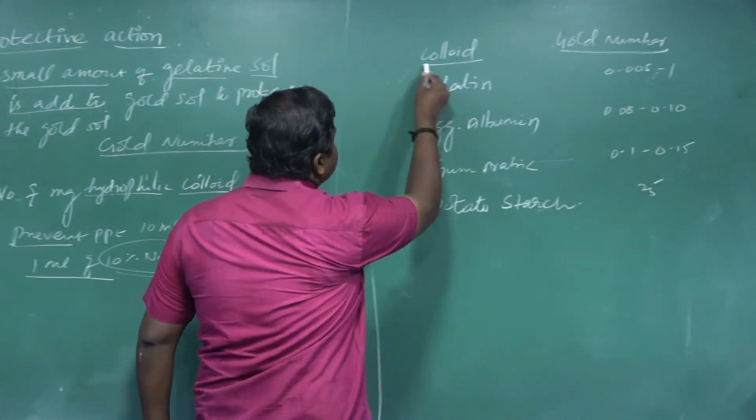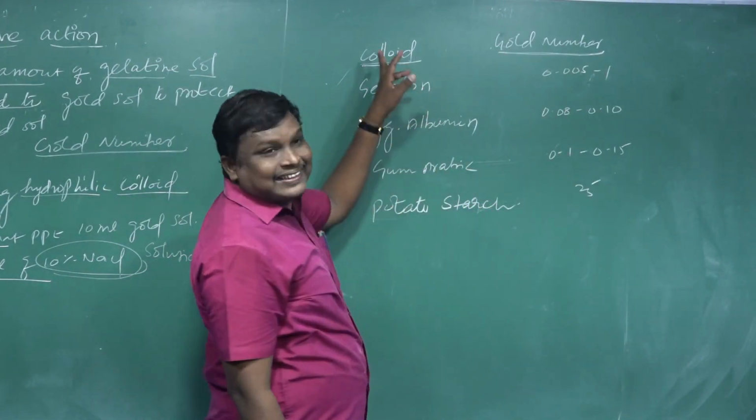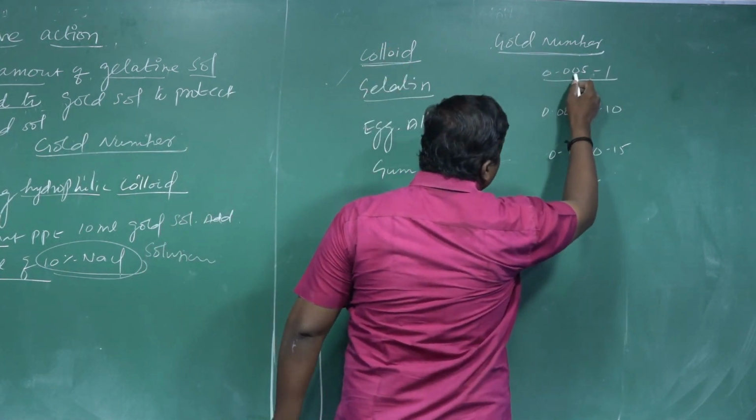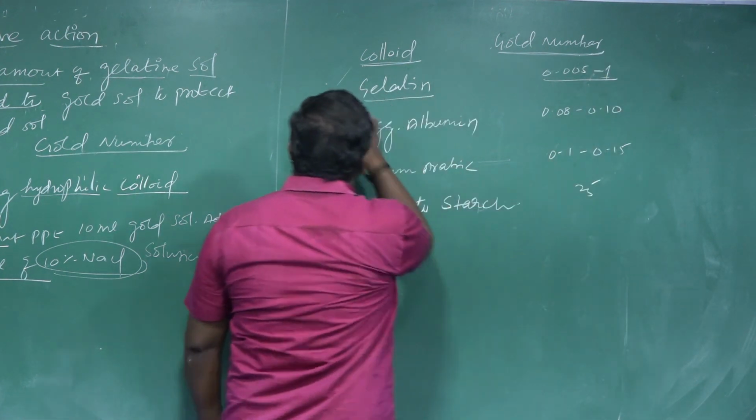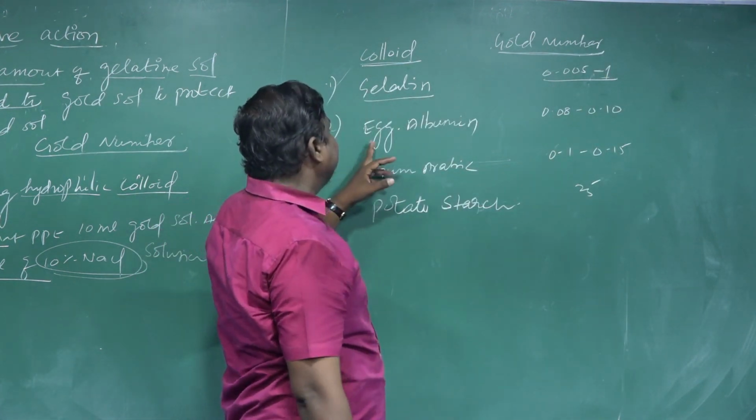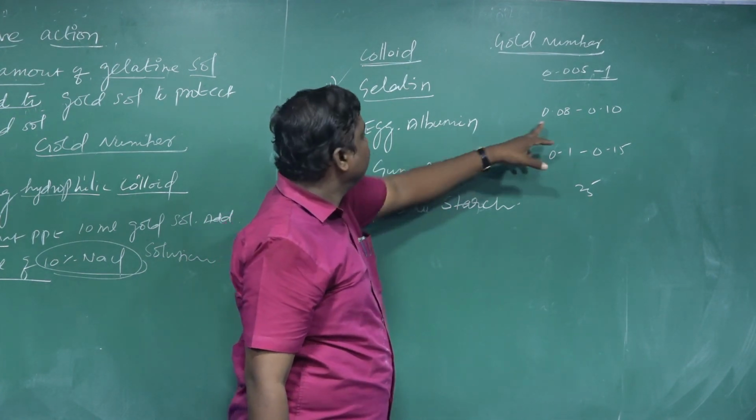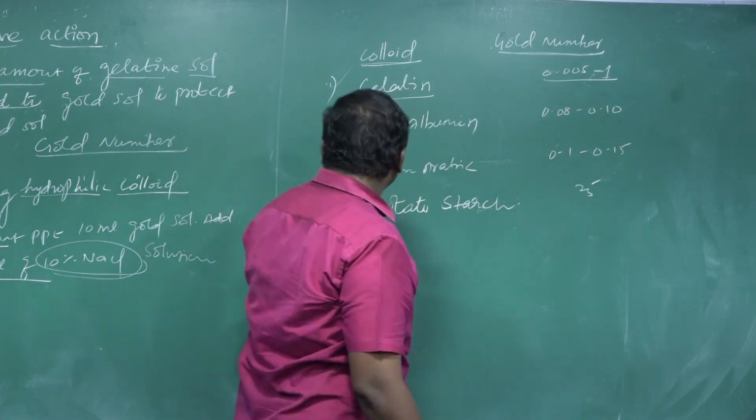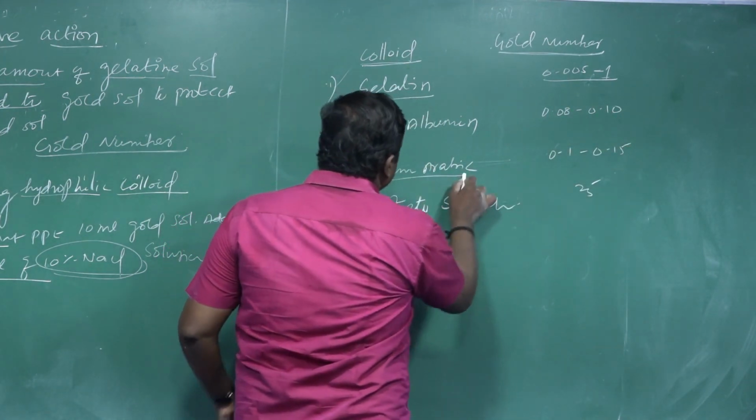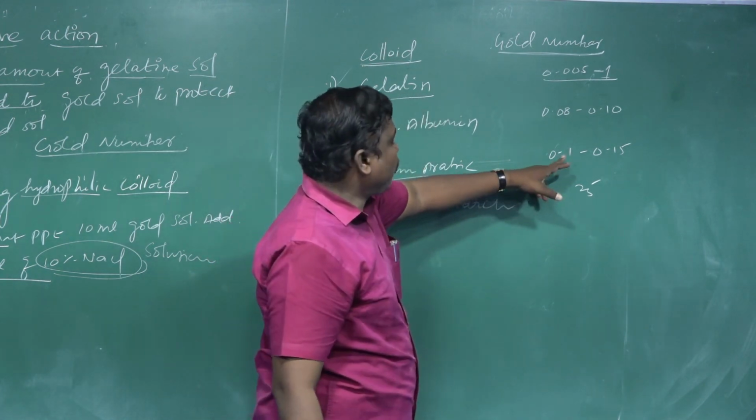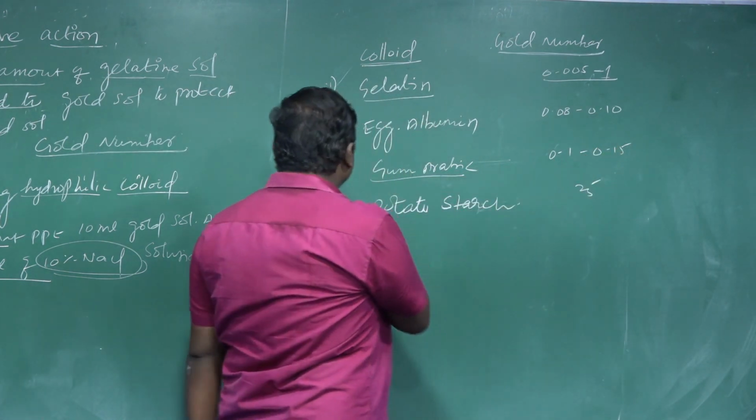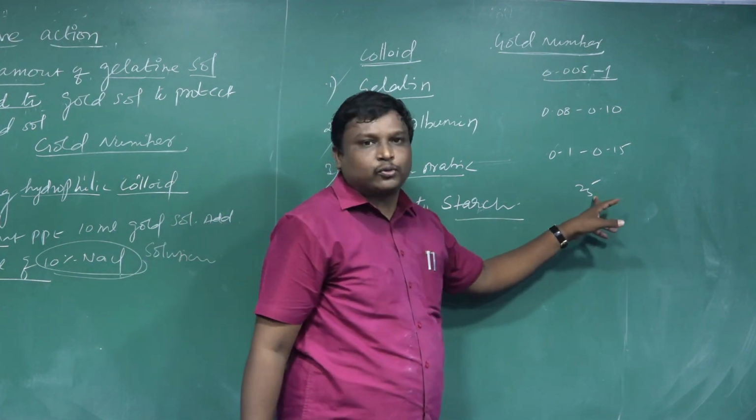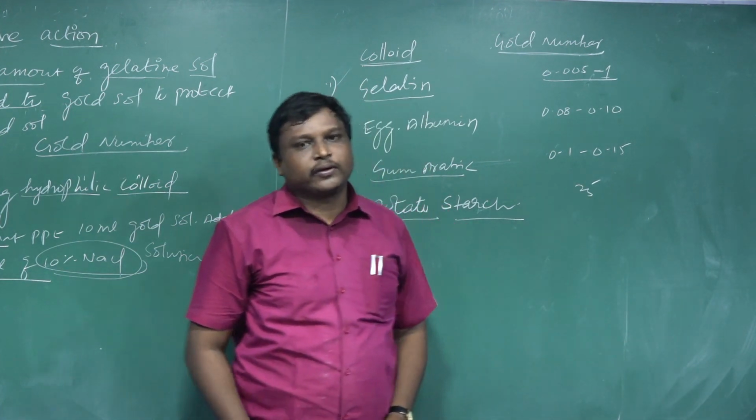Next, colloids and their gold numbers. First, gelatin, gold number 0.005 to 0.01. Second, egg albumin, gold number 0.08 to 0.10. Third, gum arabic, 0.1 to 0.15. Fourth, potato starch, gold number 25. Okay. Thank you.